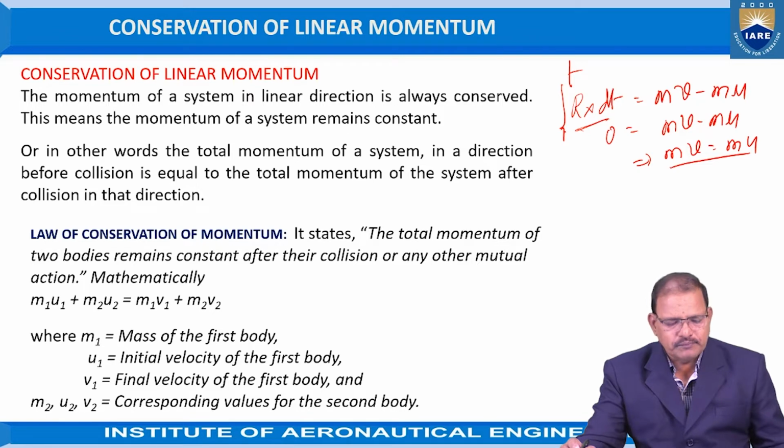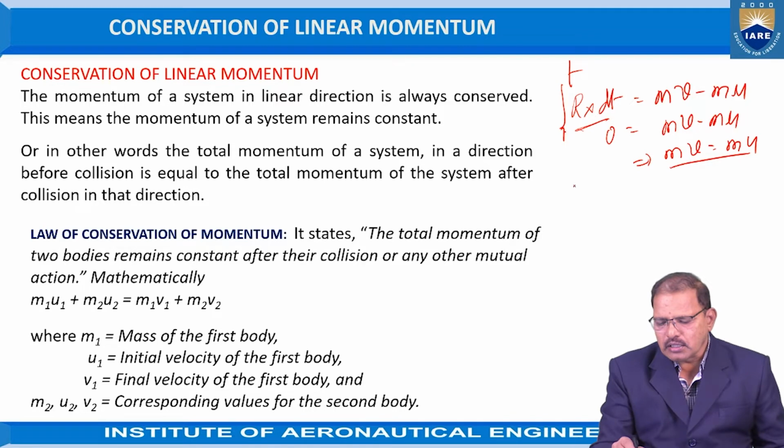Or in other words, the total momentum of the system in a direction before the collision is equal to the total momentum possessed by the bodies after the collision. This is the law of conservation of momentum. It states that the total momentum of two bodies remains constant after their collision or any mutual action.